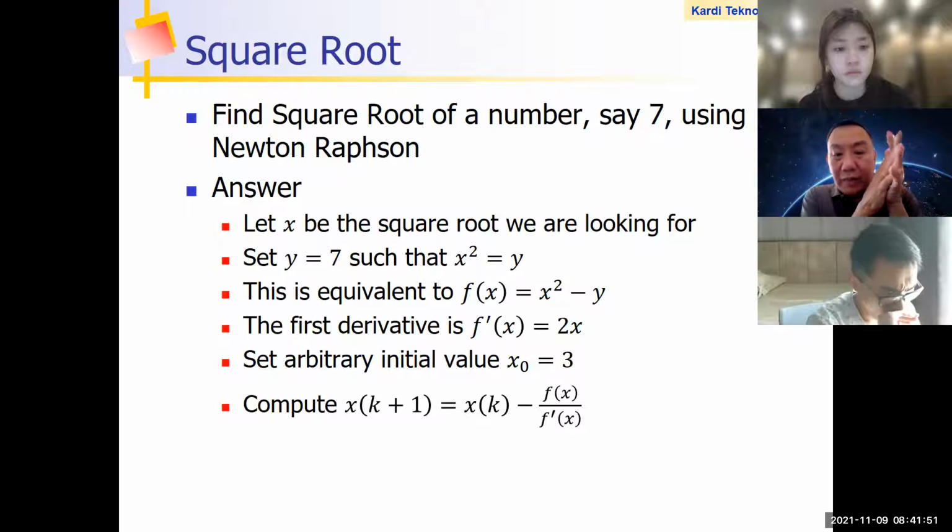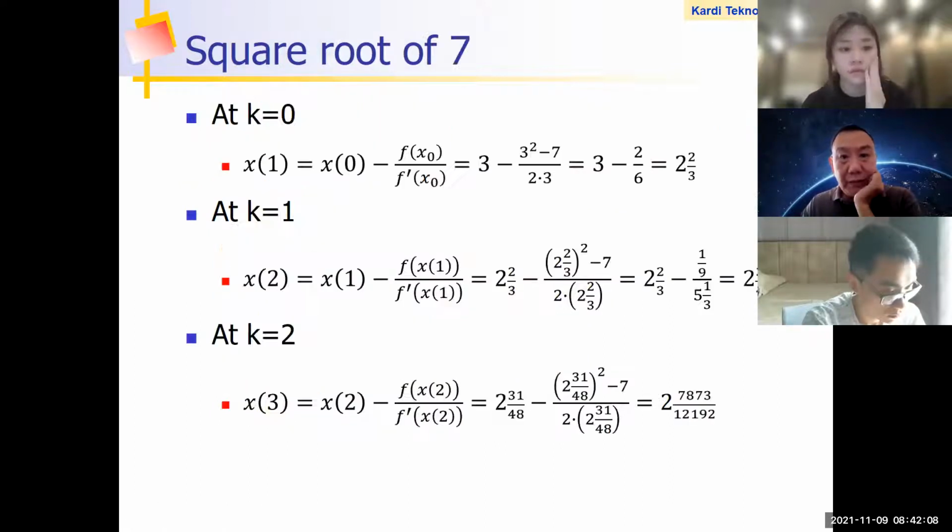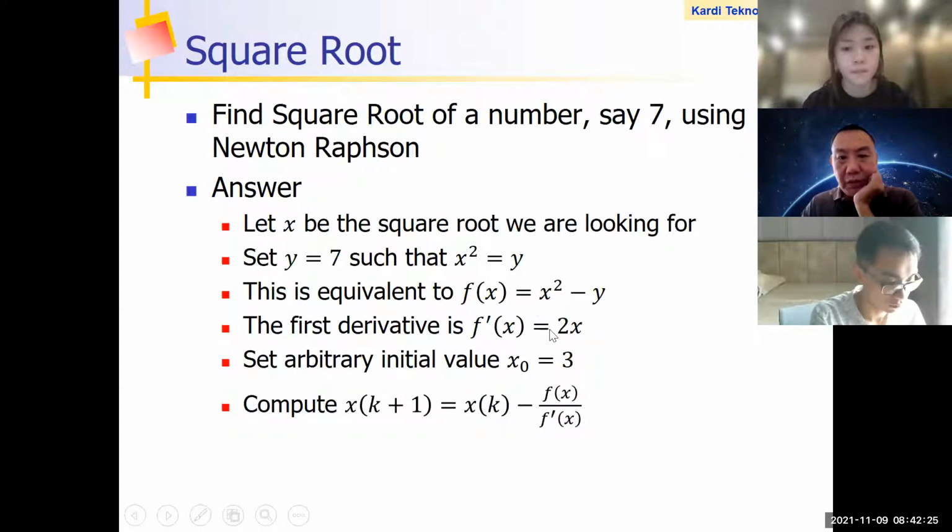Then you take the first derivative. What is that? 2x, right? Then you can set any arbitrary value and compute x(k+1) equal to xk minus f(x) divided by f prime of x. So this is first x0. Suppose you start with 3, so x0 is 3. How do you calculate f(x0)? You put x0, which is 3, into this equation.